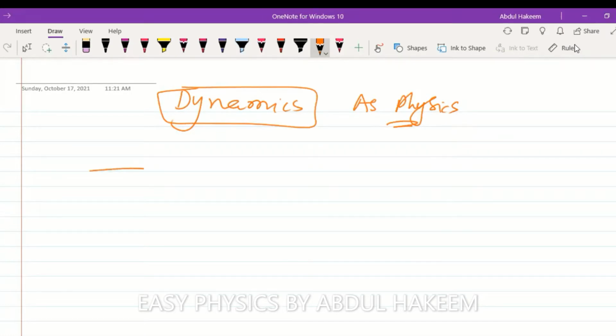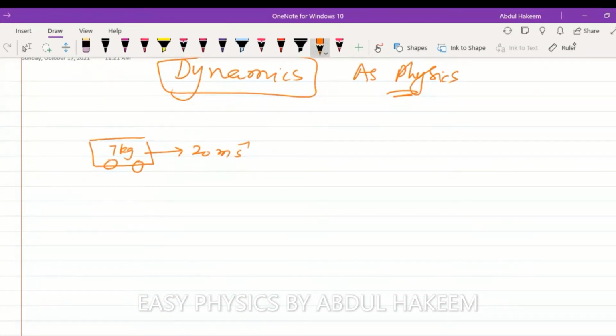Look, if this is the object, its mass is suppose 7 kilogram and it's moving with speed 20 meter per second, 20 meter per second velocity. And there is another object, identical object, the same mass, but moving with the velocity 10 meter per second.